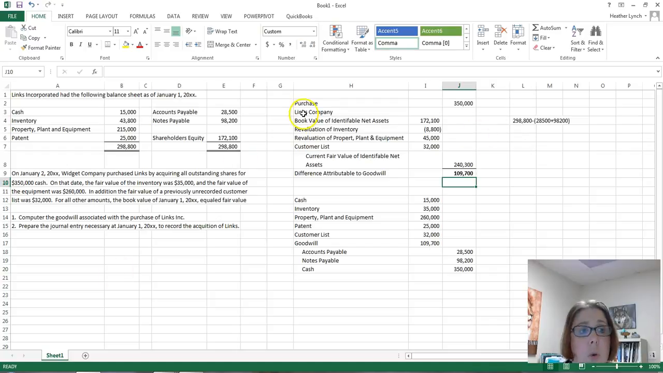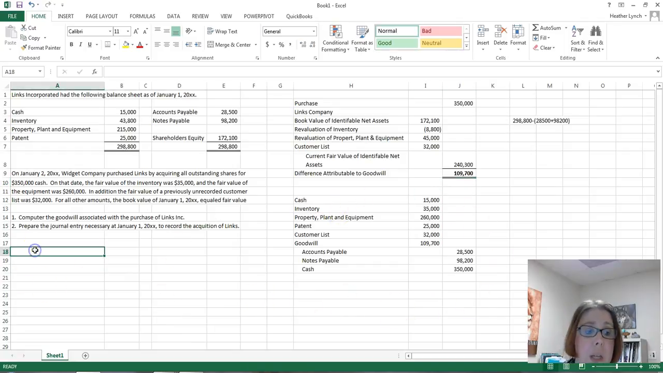So now Links Incorporated is no longer in existence and Widget Company has taken over. Companies do this. As an example, we had a company that purchased another one for a greater amount than what it was worth, but it was very beneficial to us because in the long run it benefited our company. So that's when this situation may arise.